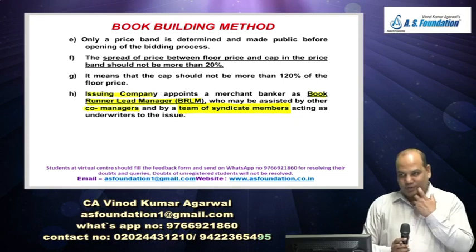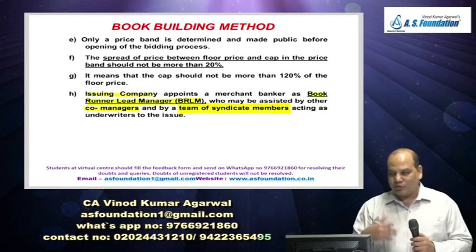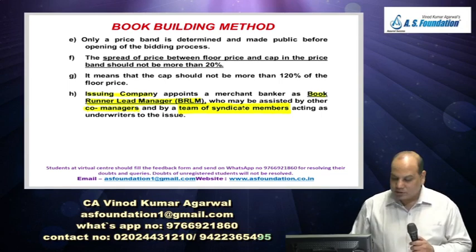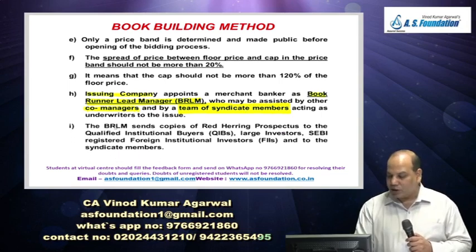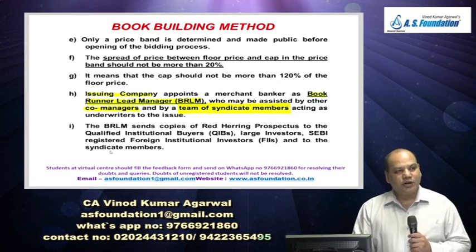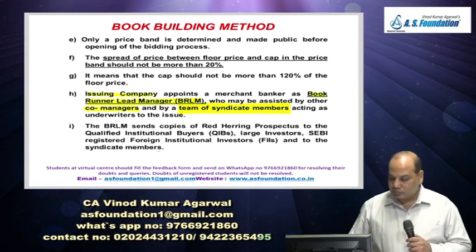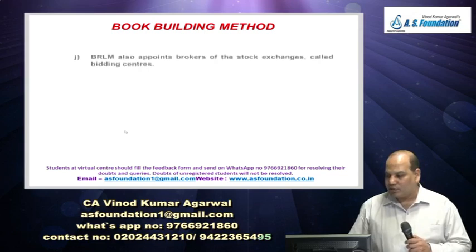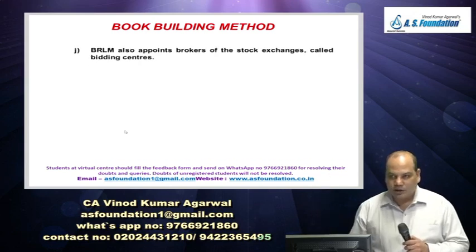Okay, brokers, underwriters. Now who will try to collect the demand from the customer or client? BRLM sends copies of red herring prospectus to the QIB, large investors, SEBI registered foreign institutional investors, and to the syndicate members. So this is the role of BRLM. So he will inform all his clients, you can say, or the people from whom you can expect the subscription.